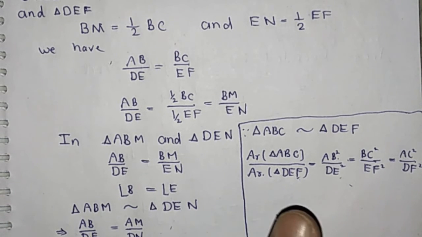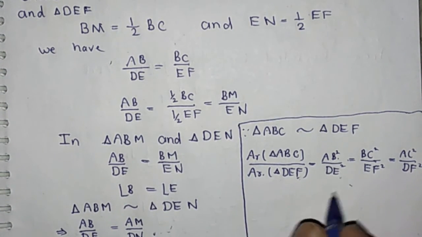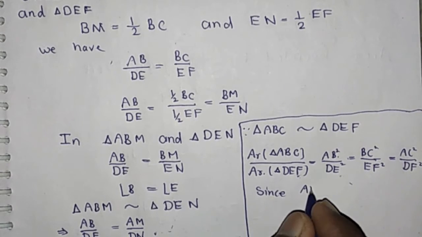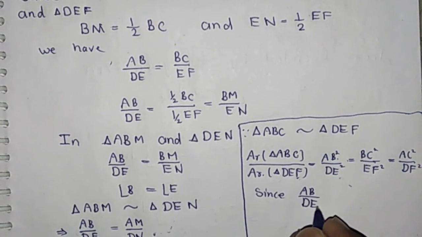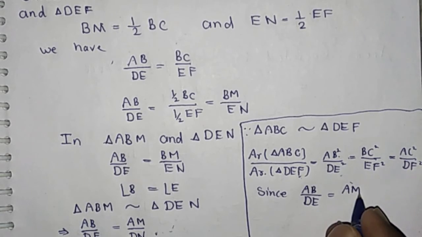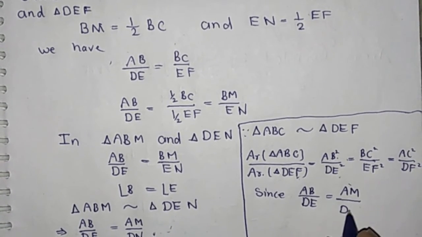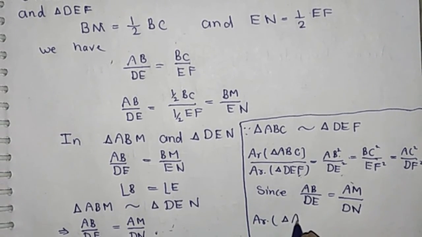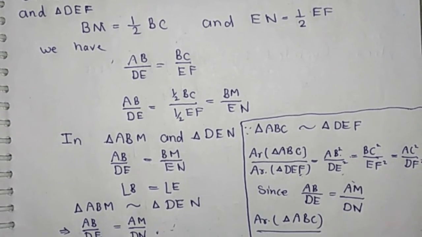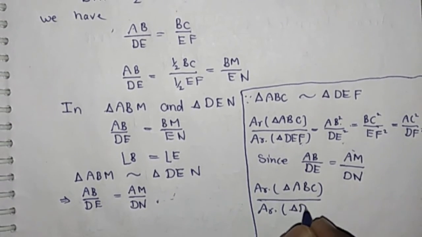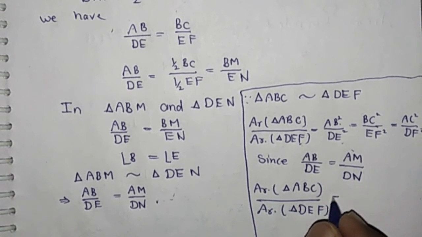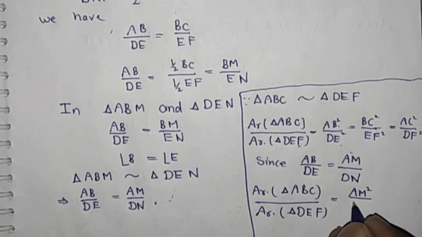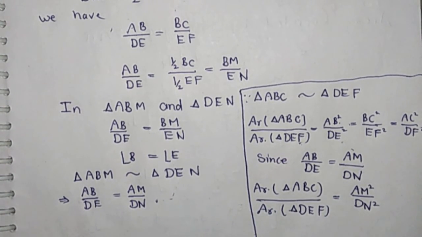Since AB by DE is equal to AM by DN, put the value of AB by DE equal to AM by DN. Then we have area triangle ABC by area triangle DEF is equal to AM square by DN square, and it is proved.